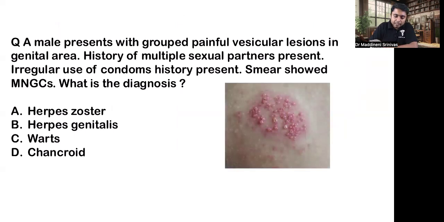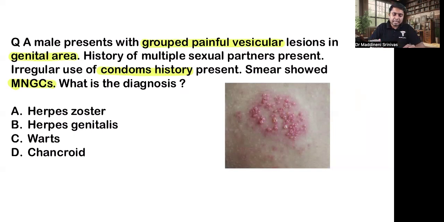A male presents with grouped painful vesicular lesions in the genital area. History of multiple sexual partners is present. Irregular use of condoms history is present. Smear showed MNGC, that is multinucleated giant cells.